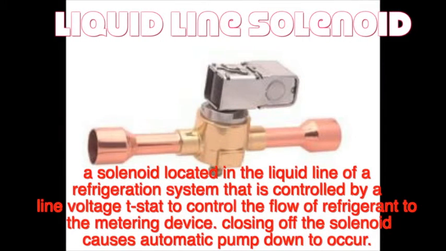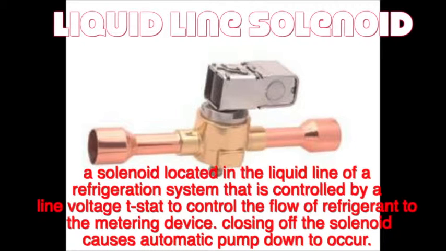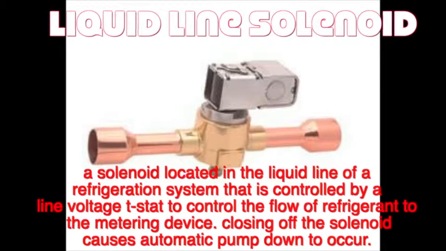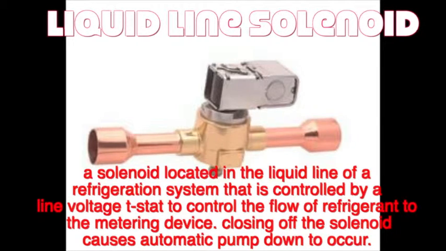Liquid line solenoid: a solenoid located on the liquid line of a refrigeration system that is controlled by a line voltage thermostat to control the flow of refrigerant to a metering device. It closes off the solenoid to cause automatic pump down.